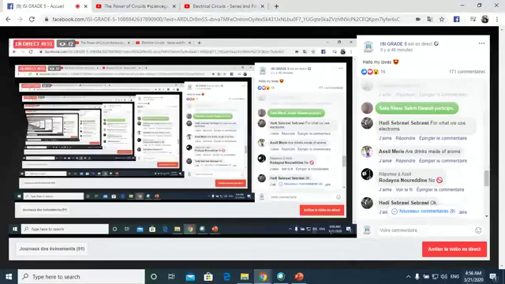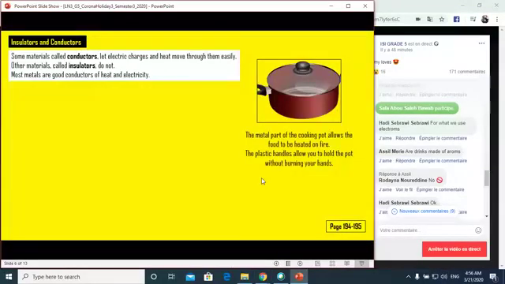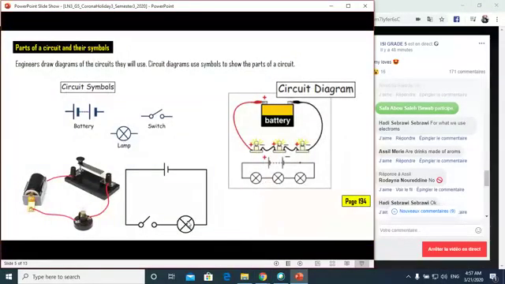So you have to draw a light bulb, a switch, a battery, and connect all of them together using wires and lines. Okay? I'll go back to see the comments now.